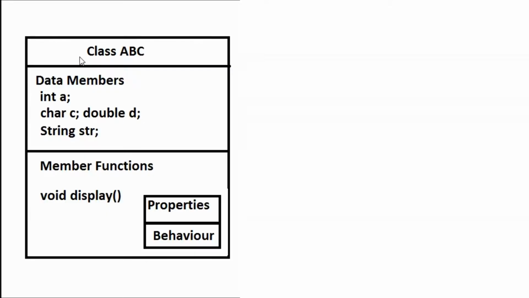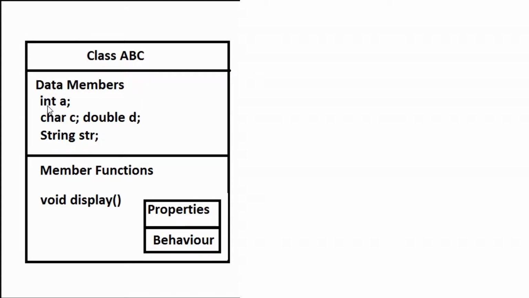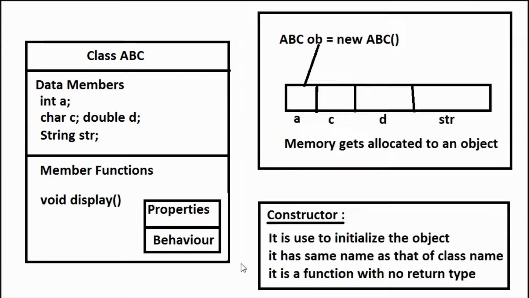So what is a class? A class contains data members and member functions. Data members means some variables. We can define some variables like integer, character, double, string, or some other objects as well. So a class is a collection of data members and member functions. We can write different functions as well as different data members inside the class. I'll show you how we do that.